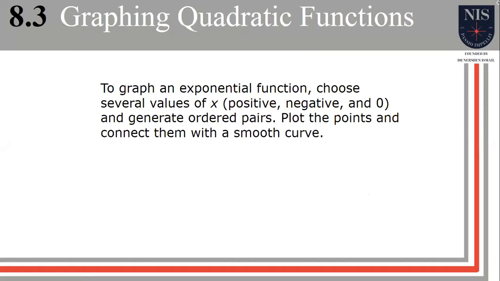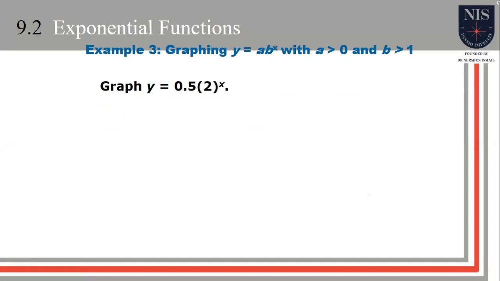Let's move to the next part, to graph exponential functions. We will choose several values, positive, negative, and 0, and generate ordered pairs, plot the points, and then connect them with a smooth curve. So it's normal, like any graph. We will just find an ordered pair, substitute the value of x to find the value of y, and then we will draw the coordinates.